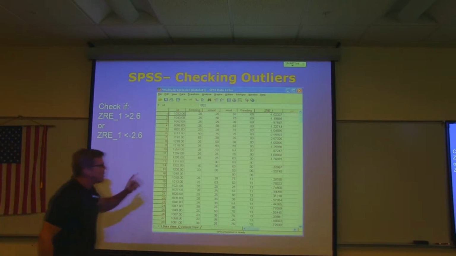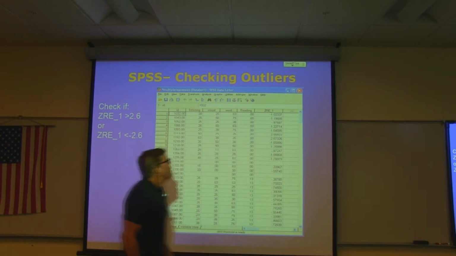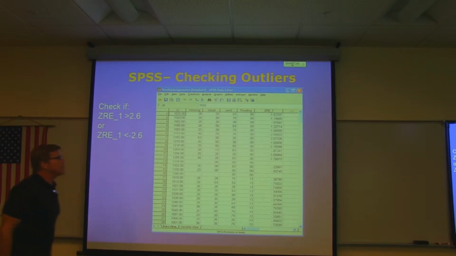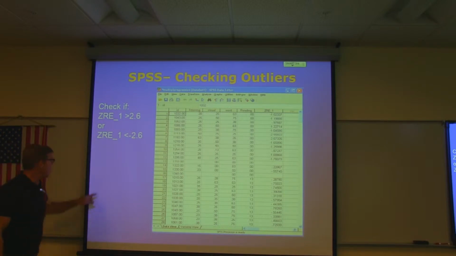So we see in this particular column that we are within the acceptable limits. What this is saying is that for all practical purposes, there aren't really any glaring outliers in this particular data set. So we're good on outliers.